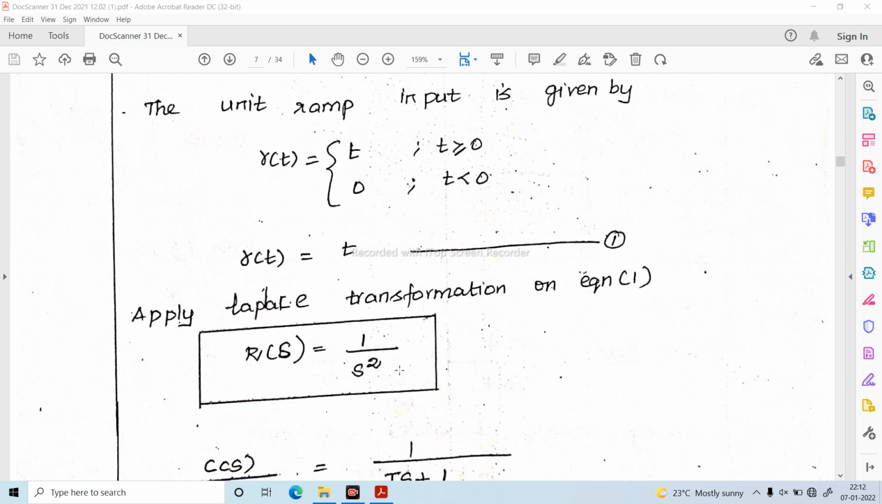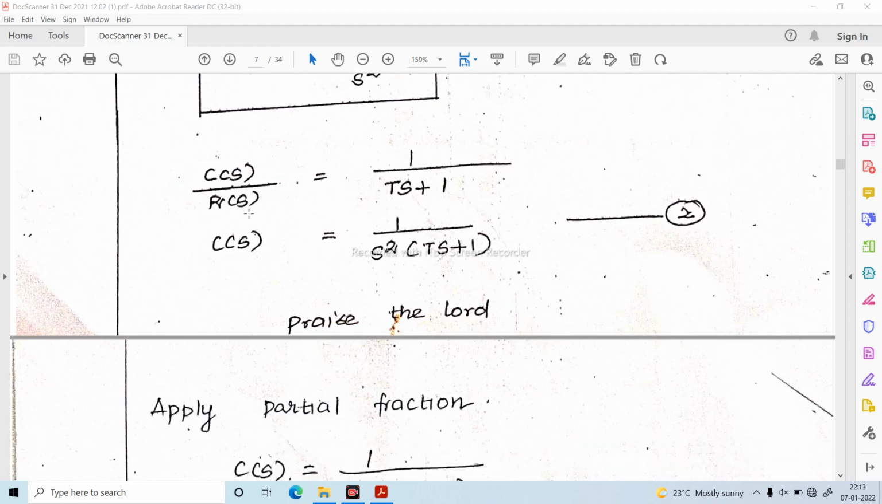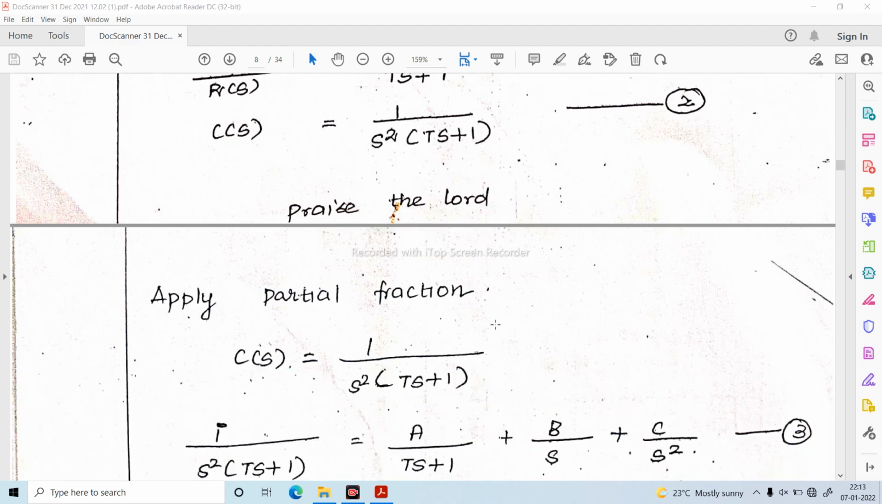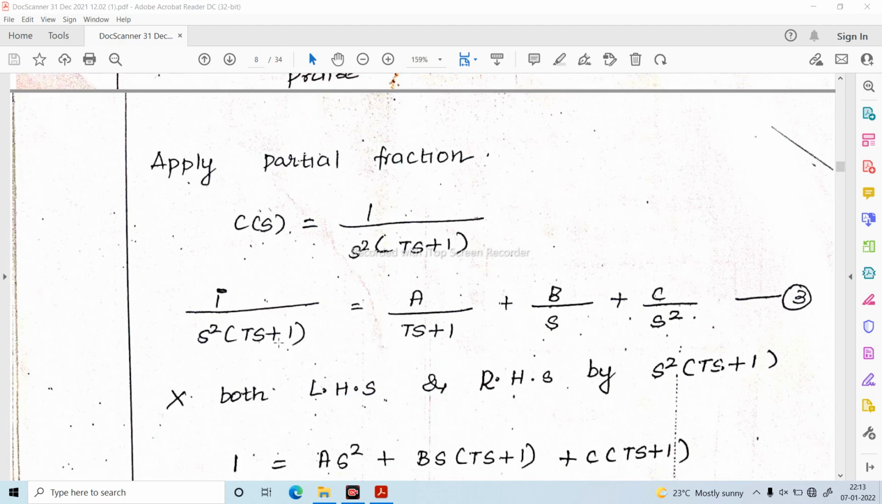So R of s equal to 1 by s square. And next I am going to write the transfer function of the first order system. C of s by R of s is 1 by Ts plus 1. C of s equal to R of s divided by Ts plus 1. Put the value of R of s, that is 1 by s square, into Ts plus 1. Apply the partial fraction. So 1 by s square into Ts plus 1.